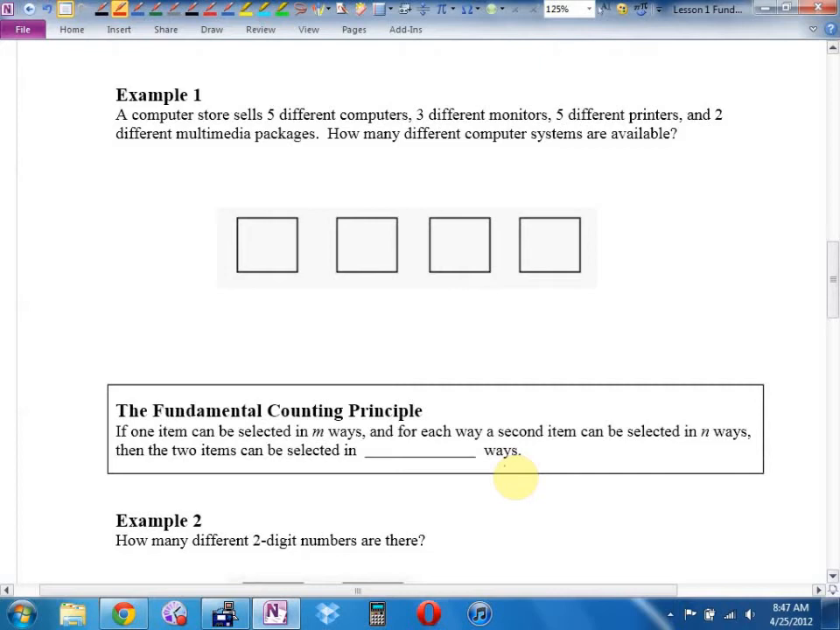A computer store sells 5 different computers, 3 different monitors, 5 different printers, and 2 different multimedia packages. How many different computer systems are available?